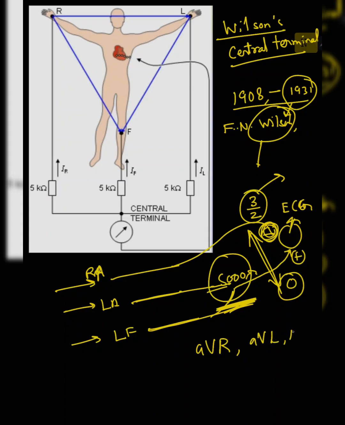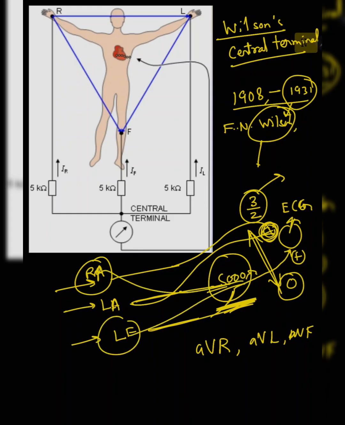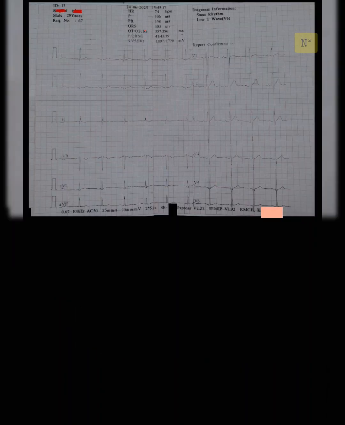Okay, so like this, if we have to detect the left arm's augmented value, we will pass this solely to the negative terminal and pass the rest through the resistance. Then we pass it again. So like this we do the modifications of the Wilson's terminal. And what is the importance of the Wilson's terminal? Now let's come back to the ECG strip.